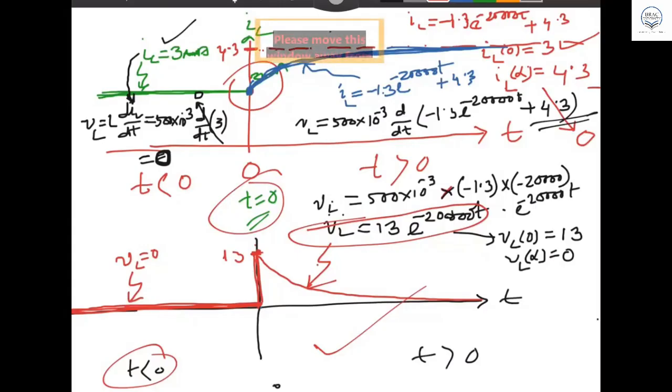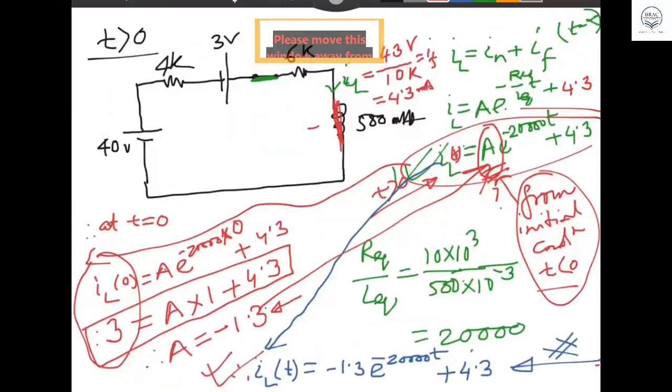But sir, the answer will be the same for this case? The answer will be the same. But sir, if we input E naught e to the power minus R by LT, then E naught will be 43, 40 plus 3 volt. Then you are saying the answer is not the same. Oh no, I'm sorry. It cannot be the same for this case.